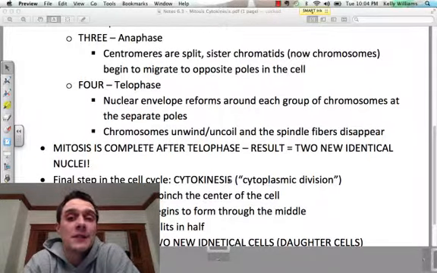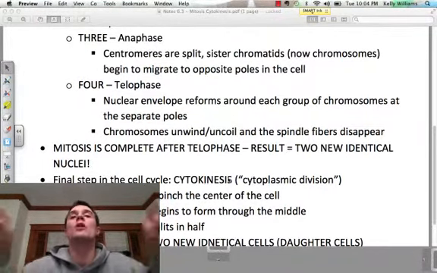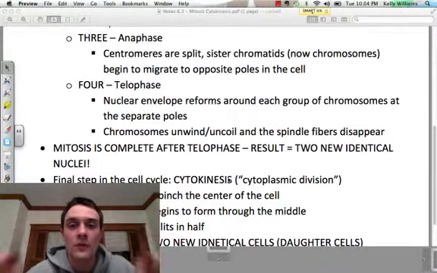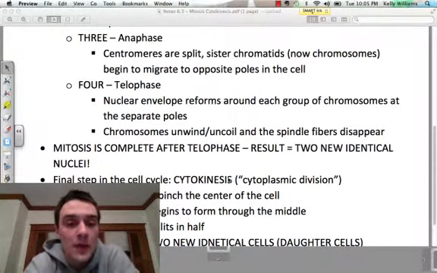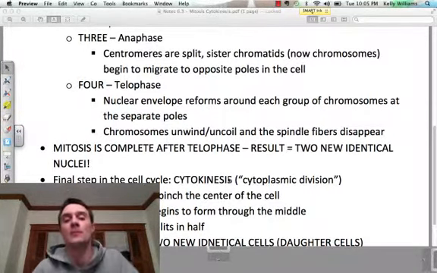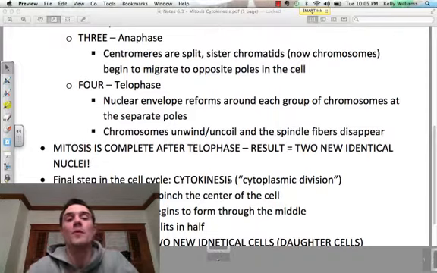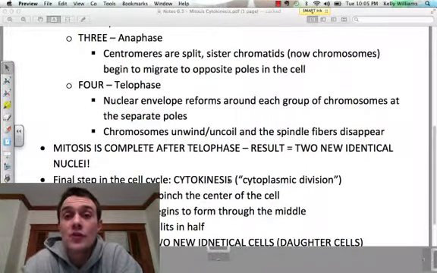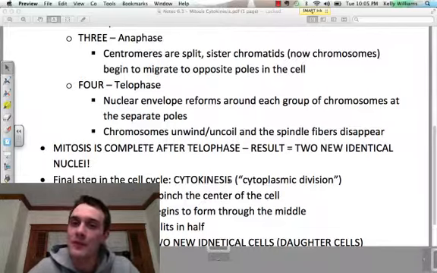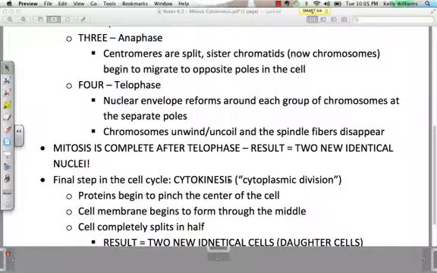The 4th and final stage of mitosis is known as telophase, or telophase. I'll let you say it either way. At each end, a new nuclear envelope begins to form around each chromosome group at the separate poles, and then the chromosomes begin to unwind and uncoil. That way they can be transcribed and translated into specific proteins and share their information with various parts of the new cells that are about ready to form. That's it for mitosis, though. Mitosis does not result in 2 new identical cells. Mitosis results in 2 new identical nuclei housed inside the same cell.